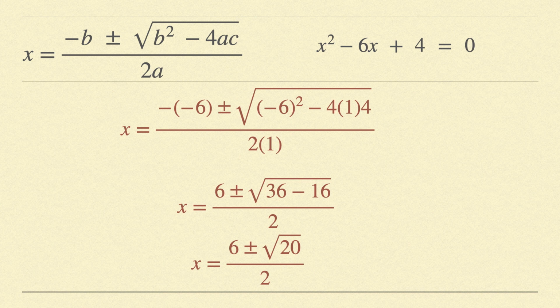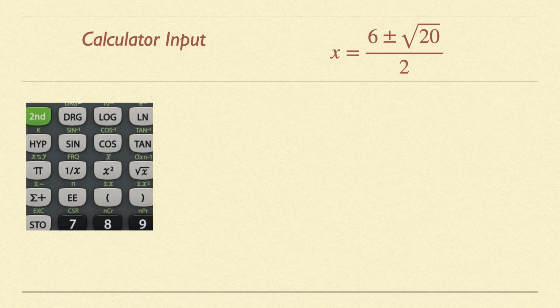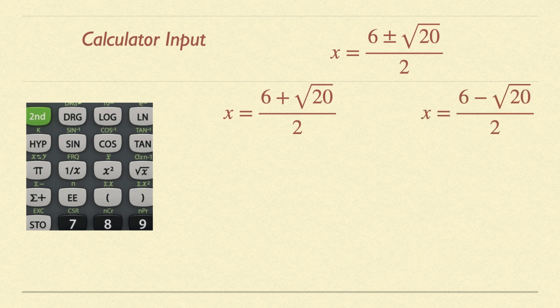Now I'm going to give you the calculator input. Notice we have 6 plus or minus the square root of 20 divided by 2. We have two separate equations here. You might want to write yourself a note, two separate equations, and definitely write each one out like I'm going to show you here. The first equation is 6 plus the square root of 20 divided by 2, and the second equation is 6 minus the square root of 20 divided by 2.